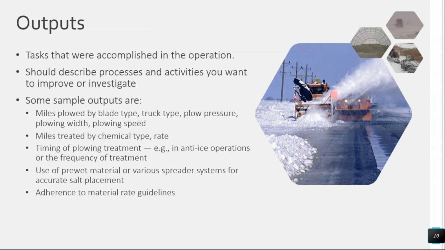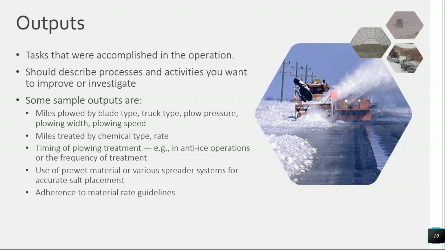Outputs are going to be the types of things that you do. These are the tasks that were accomplished in the operation. So they describe processes, activities, even different philosophies about how different places might tackle the winter maintenance problem. And these are things that will help you investigate what are the good processes and what are the bad processes, or maybe bad's the hard word, maybe the less effective processes.